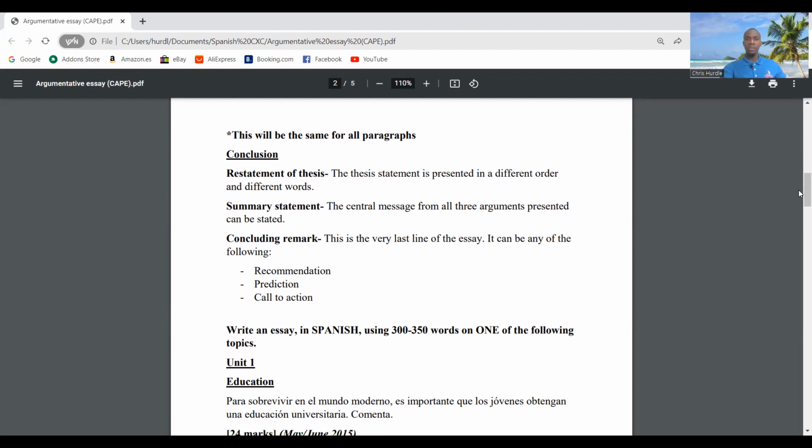Before we get into that, I should also mention that you will find a PDF containing transition words. So these are words that help you to connect your ideas better, and it helps to improve the flow of your essay. In Spanish, they are called las palabras conectoras, okay? So you'll find that PDF in the description, right?